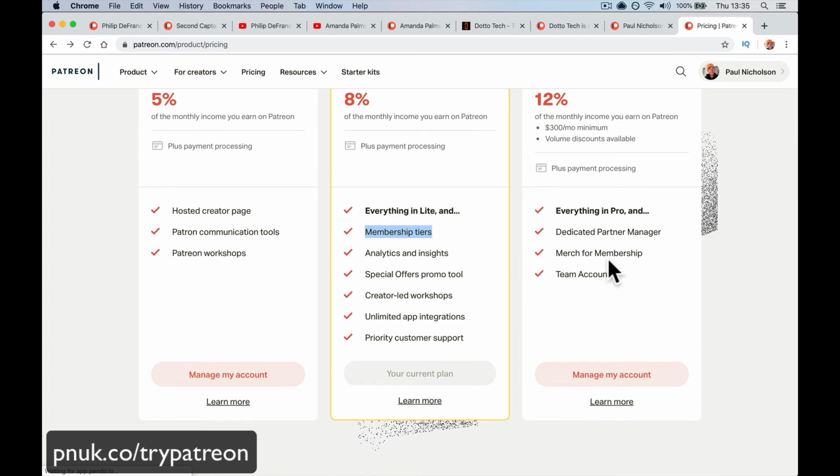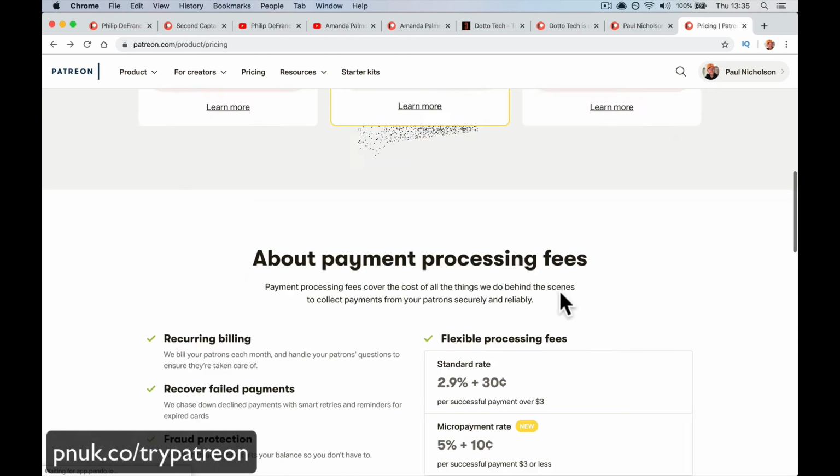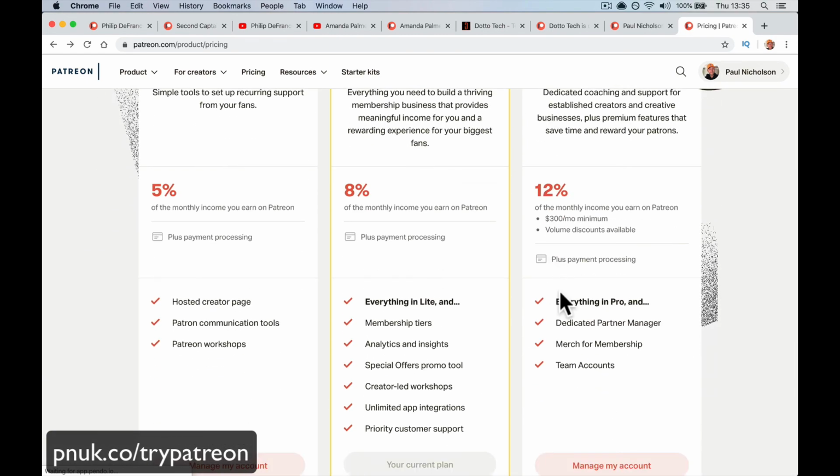And then if you want to go up to 12%, you get a dedicated manager and merch for membership. I'm not sure what that is, but that's probably being able to send t-shirts and stuff like that, which is pretty cool as well. But you're going to jump to 12% basic and your transaction fees. So a lot of people are using it.